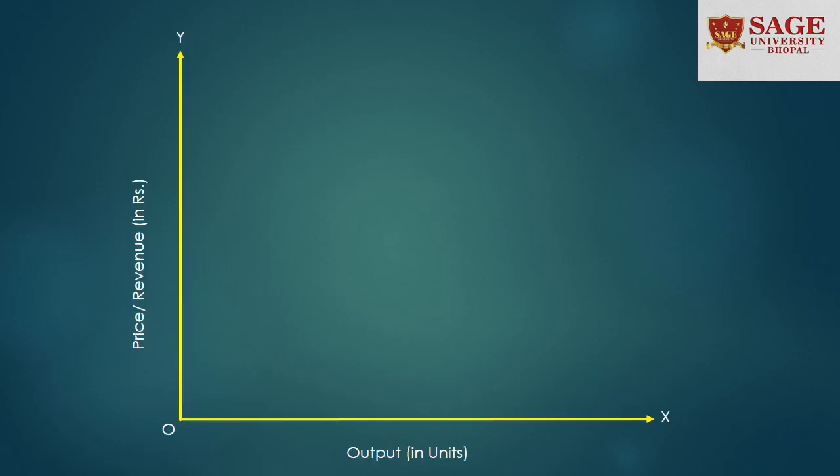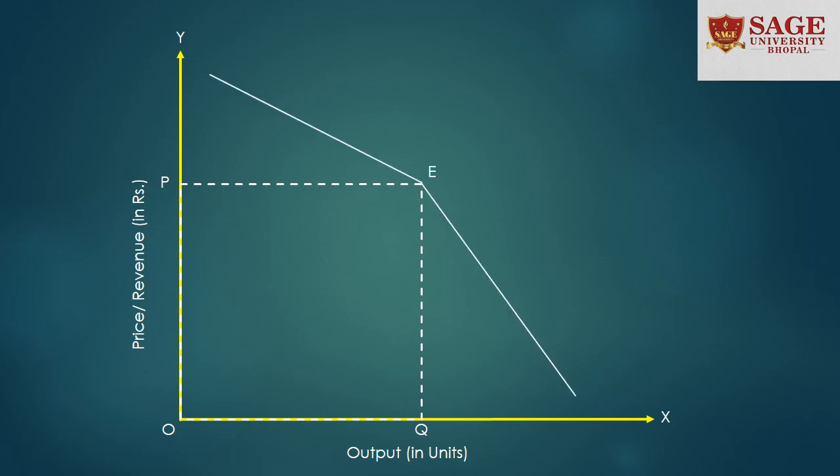Let us understand oligopoly from a graph. Output is measured along the x-axis and price and revenue is measured along the y-axis. At price OP, a seller produces OQ level of output. The demand curve is kinked in between at point E, which shows the optimum point at which a product must be brought into the market.